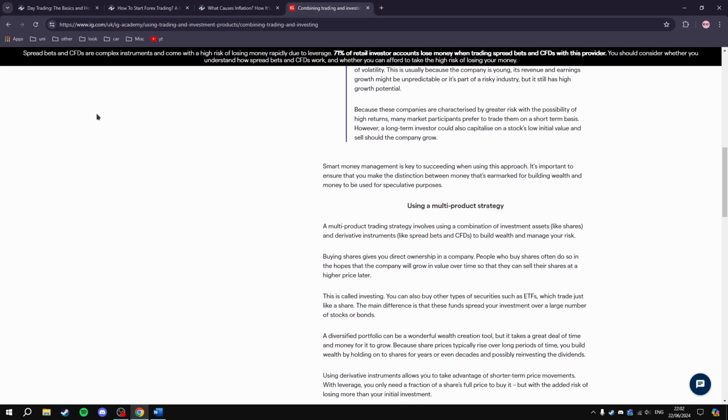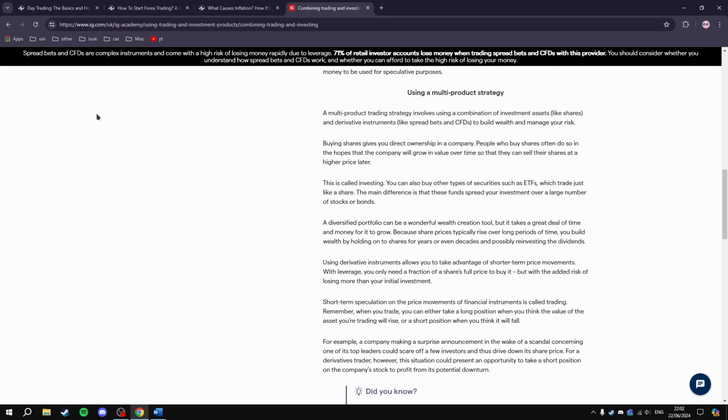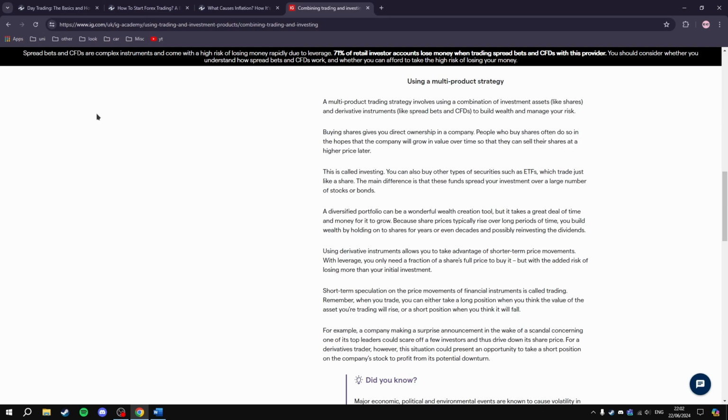Right? So smart money management is key to succeeding when using this approach. It's important to make the distinction between money that's earmarked for building wealth and money that's used for speculative purposes. So money that's used for safe investments versus money used for more risky investments. Using a multi-product strategy involves using a combination of investment assets like shares and derivative instruments like spread bets and CFDs to build wealth and manage your risk.